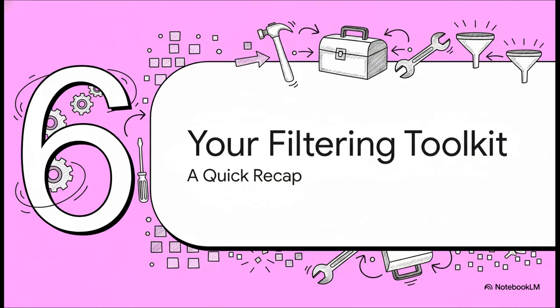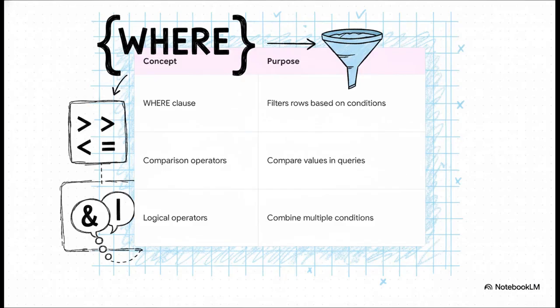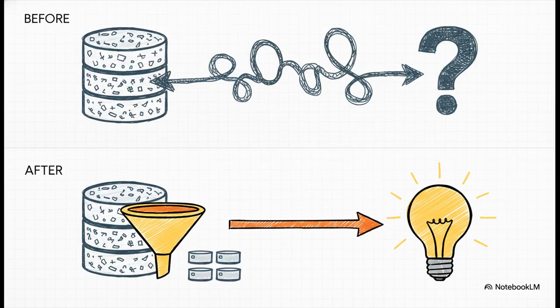We have definitely covered a lot of ground, so let's pull everything we've learned together into one simple, final toolkit. This right here sums up the core of SQL filtering. You've got the WHERE clause to kick things off. You've got comparison operators like greater than to check values, and you've got logical operators like AND, OR to combine multiple rules into one. That's it. That's the whole foundation.